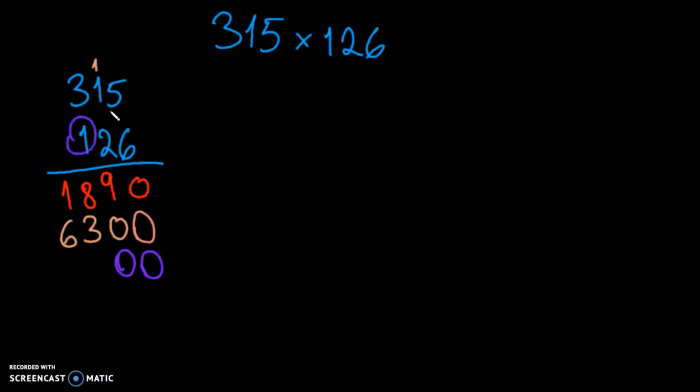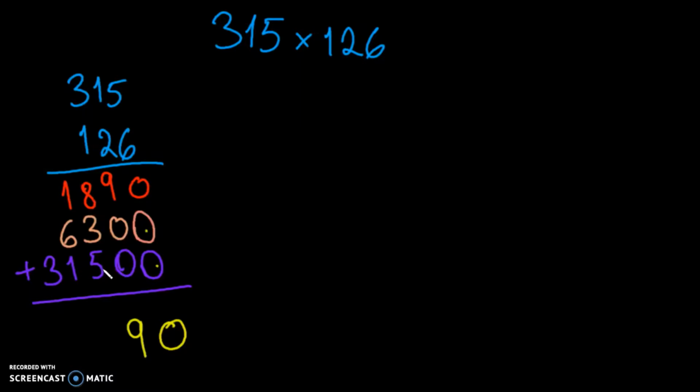And now we start with this number, and of course, do not forget to erase all the numbers above. Now, this number by this number, 1 times 5 is 5. 1 times 1 is 1, and 1 times 3 is 3. We add all of these numbers. Simple addition. 0 plus 0 plus 0 is 0. 9 plus 0 plus 0 is 9.